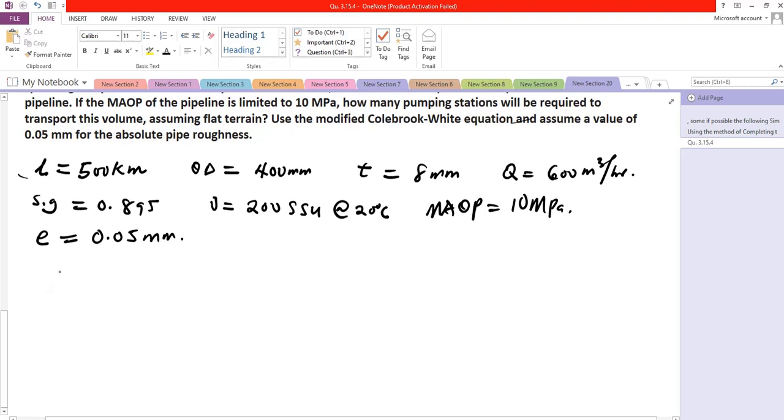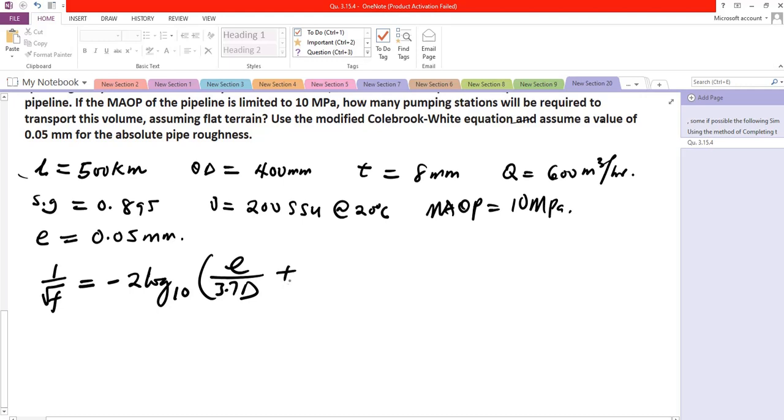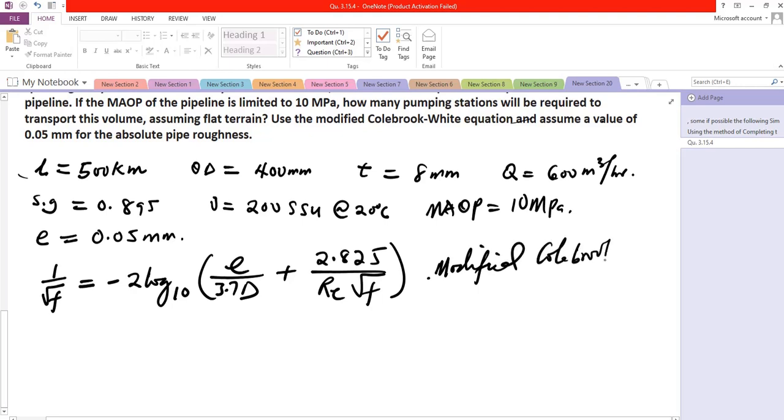The modified Colebrook's equation is 1 all over square root of f equal to minus 20 log 10 of E all over 3.7D plus 2.825 divided by Reynolds number times square root of f. This is the modified Colebrook-White equation.